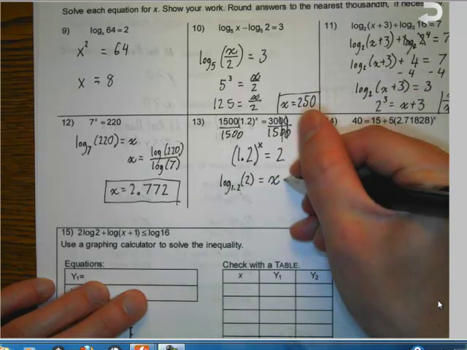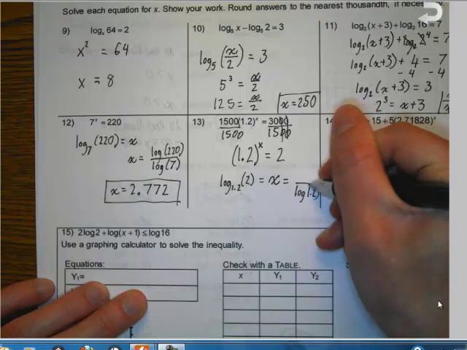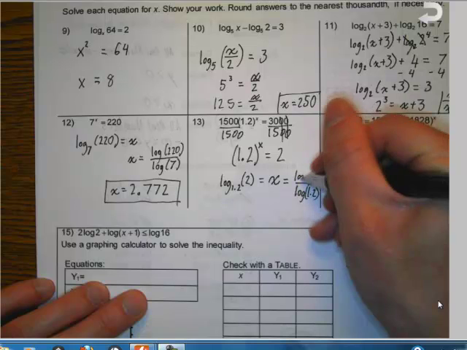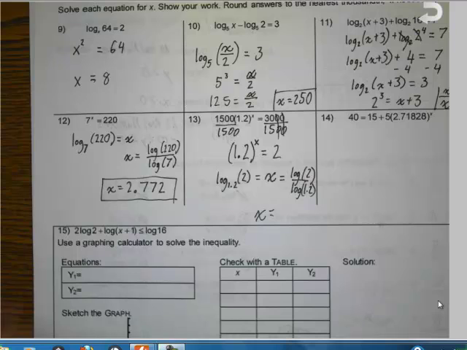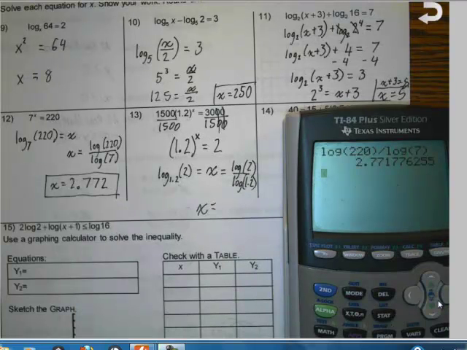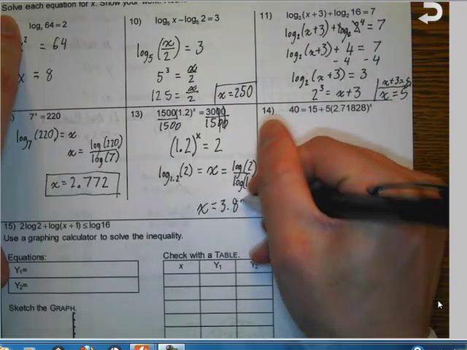Once again, change of base. Base goes below. Term goes above. And you can evaluate that on the calculator. 3.8017, round up or round down? So 3.802.